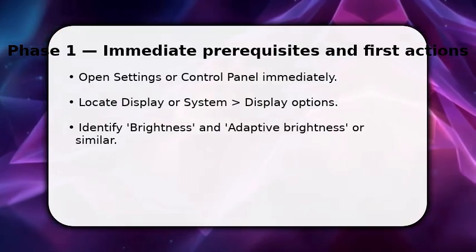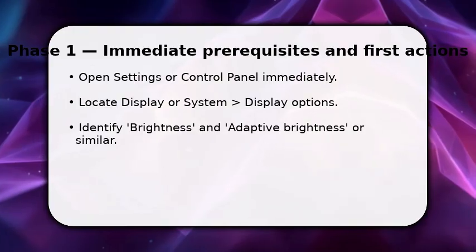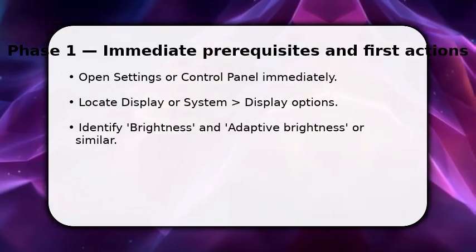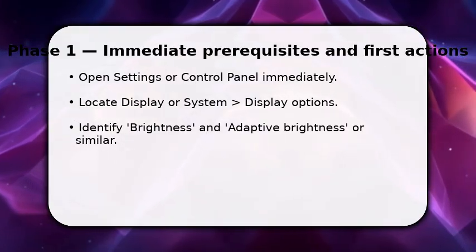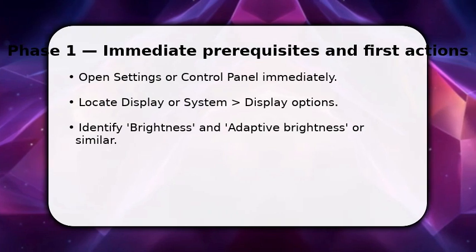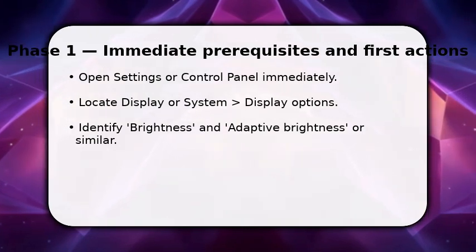Why stop here? Because disabling automatic control prevents the system from overriding your preferred level. Once you find the toggle or link to advanced power settings, keep this window open and move to the next step. Don't close anything yet.